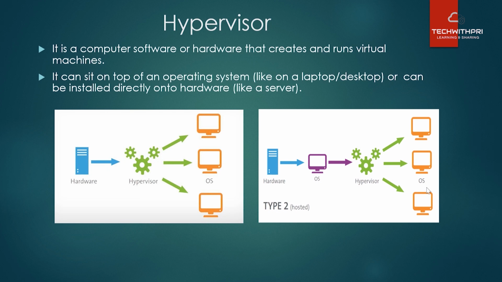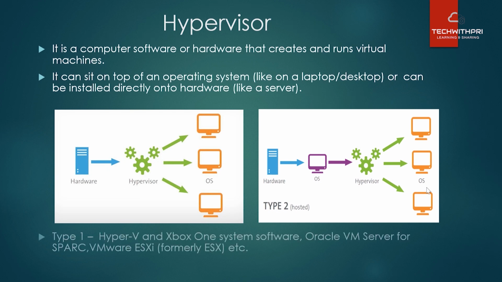Now let's see what are the examples of type 1 and type 2. For type 1, we have the very famous Hyper-V, that is from Microsoft, and this is available in the Windows Server itself. Next, we have Xbox One system software. We have Oracle VM Server for Spark. Also, we have VMware ESXi, that is quite popular.